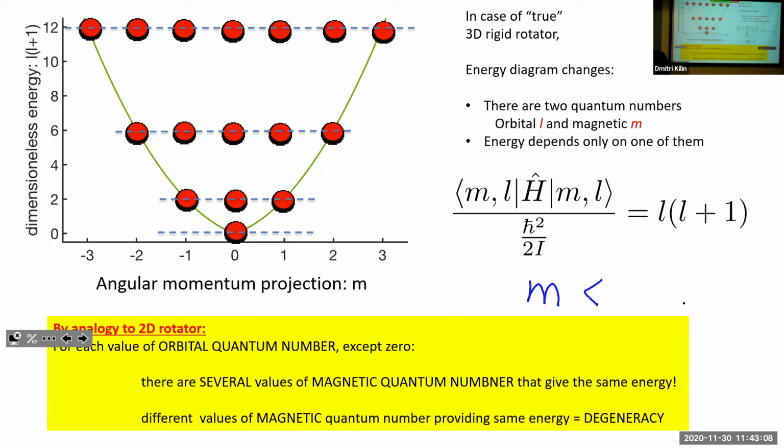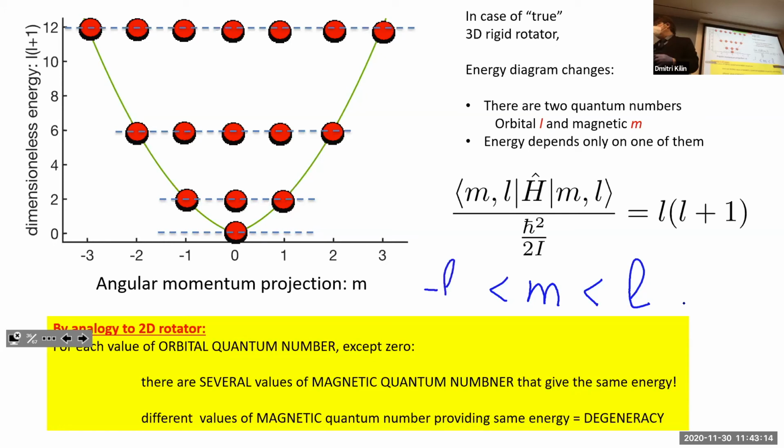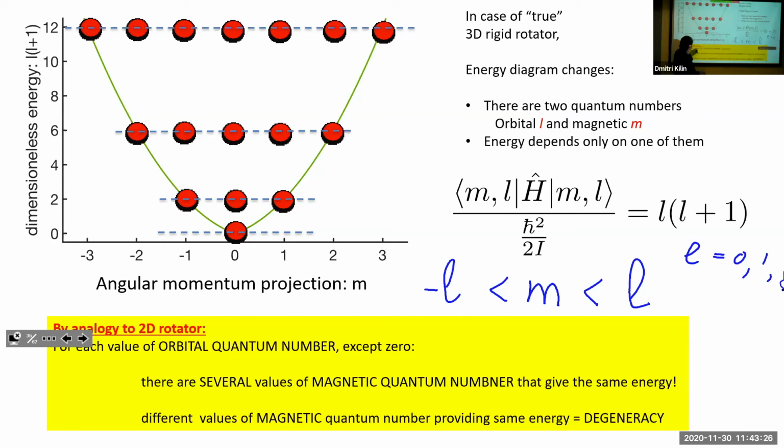M is smaller than L and bigger than minus L. And L takes only positive values, 0, 1, 2. So for L equals 0, M also equals 0. For L equals 1, M takes 3 values: minus 1, 0, 1. For L equals 2, the magnetic number takes 5 values: minus 2, minus 1, 0, 1, plus 2. For L equals 3, it will be 7 values.